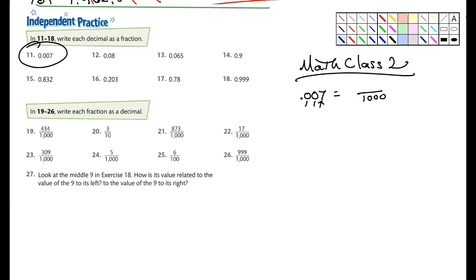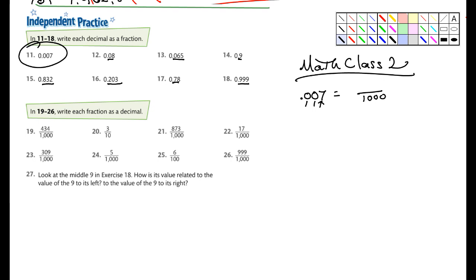And so you can look at all of these. Well, there's 3 places, there's 3 places, there's 3 places. So all of those that I just underlined are going to be over 1,000. If it has 2 places, what's that going to be? Hundredths, over 100. That one's going to be over 100. And then here's tenths place. And is there just one of those? Looks like it, yeah.